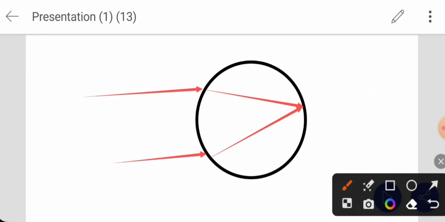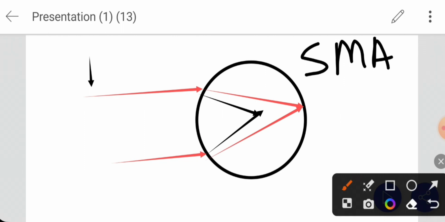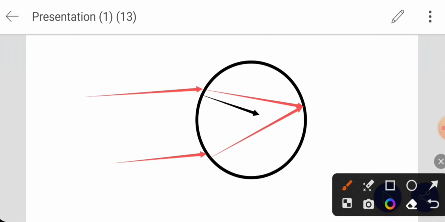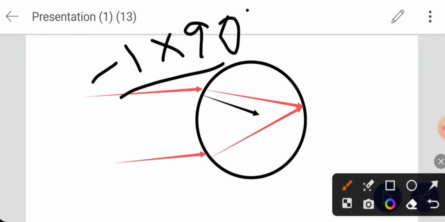Now let's talk about simple myopic astigmatism, where parallel rays of light, one light ray gets focus on the retina but another light ray gets focus in front of the retina. If a light ray gets focus in front of the retina, it is called myopia. So it is an example of myopia and you will write simple myopic astigmatism. So what is the example for that? The example is very easy. The example will be minus 1 at 90 degree. So this is the example of simple myopic astigmatism.